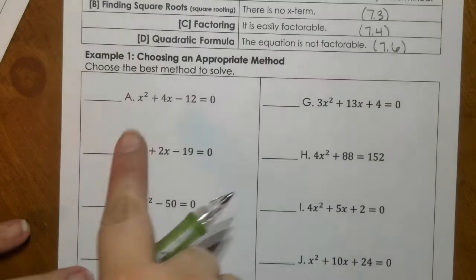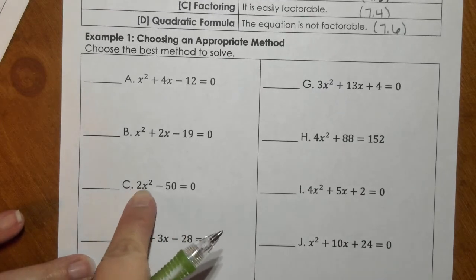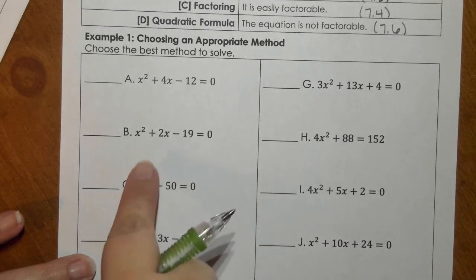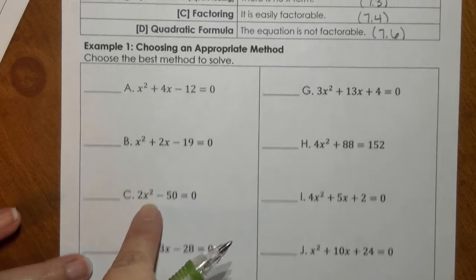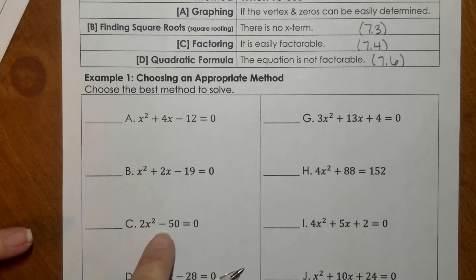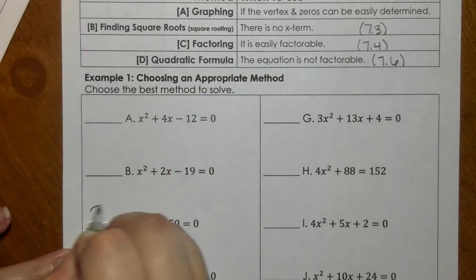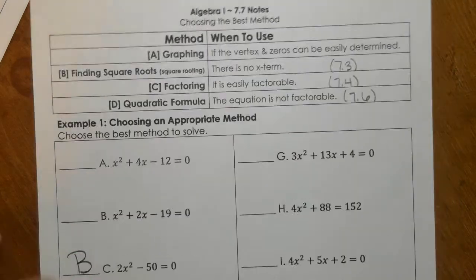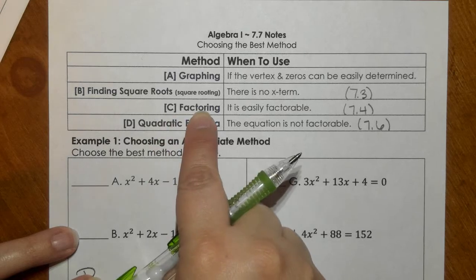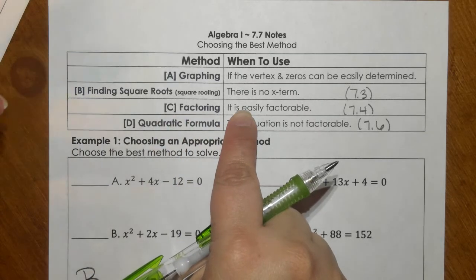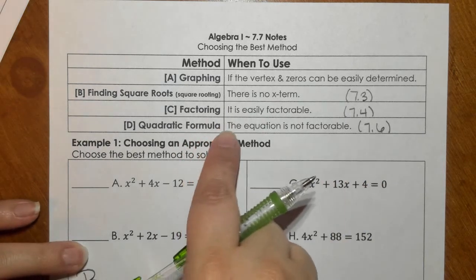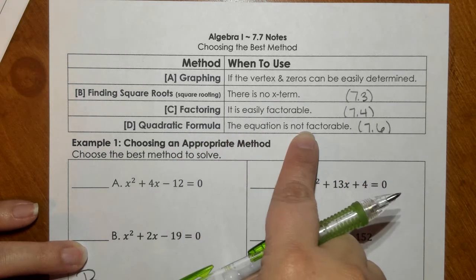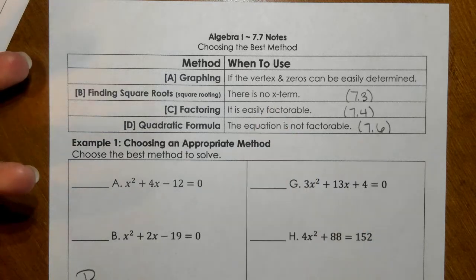Now, if you look, like real quickly, you'll see here there's an x squared, but there's no x. Up here, there's x squared and x. So this is a great example of finding square roots. There's no x term. So that would be B. Okay, now, C is factoring. Basically, can the problem be factored with x factor? If it can, you use factoring. And then for quadratic formula, if it can't be x factored, then it's not factorable.